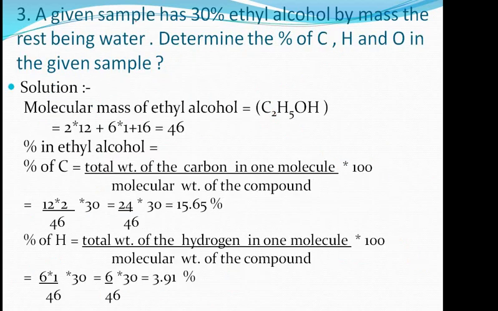A given sample has 30% ethyl alcohol by mass, the rest being water. Determine the percentage of carbon, hydrogen and oxygen in the given sample. A given sample has 30% ethyl alcohol by mass. If the ethyl alcohol amount is 30% by mass, then the rest is water.